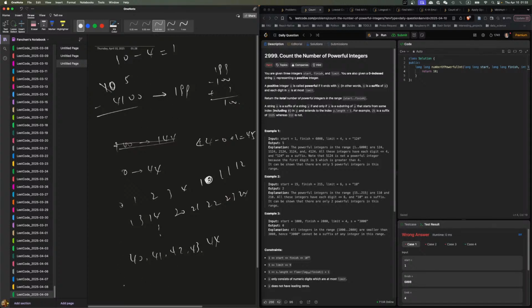Which means if I want to compute, let's say 14 minus 0. Okay. Now 14 minus 0.